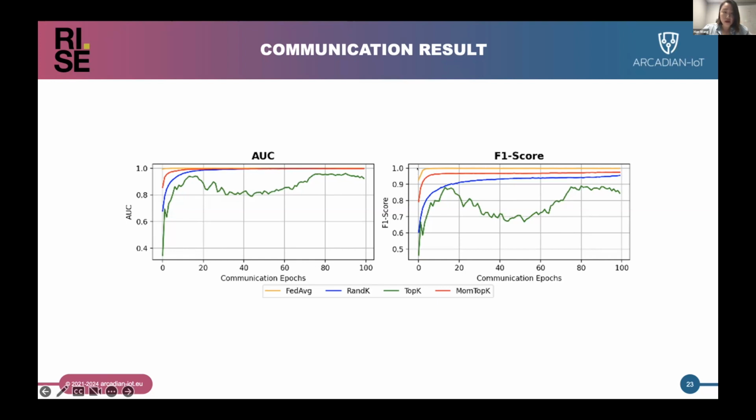But still, compared to sharing every weight of the model, you can get the best performance that way. That's why federated averaging has better performance. But momentum top K is second best, because we also make the model communicate more easily.